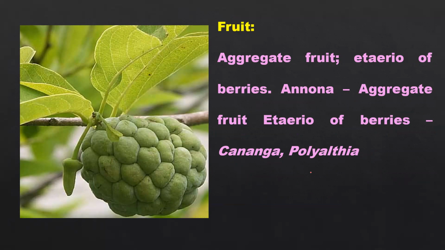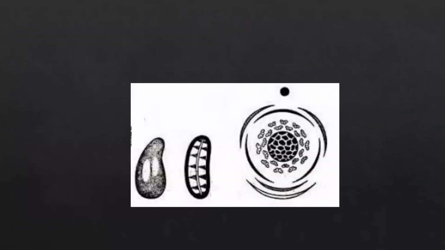Then we finally come to the fruit. It is an aggregate fruit, an etaerio of berries. This is a very common one. You all have seen an etaerio of berries in Polyalthia. Fine. This is a picture of seed. These two. Okay. This is the floral diagram. Please note this. This is the floral diagram. Okay.